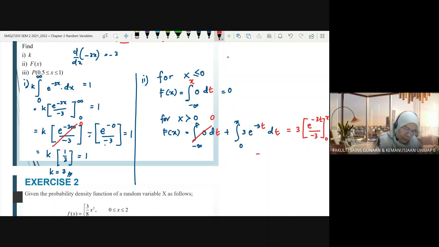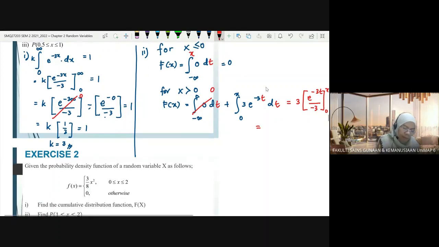So this one will give you what, class? Can someone replace? So this will give you 3e^(-3x) over negative 3, minus e^(-0) multiplied with 3, you get 0 over negative 3. Can you simplify? You get what, class?